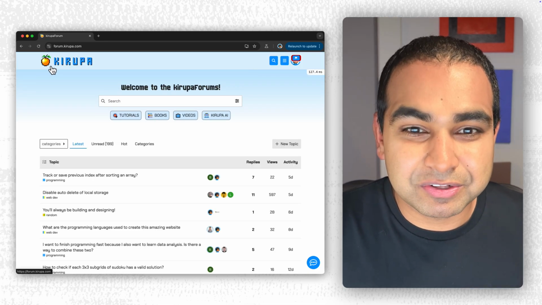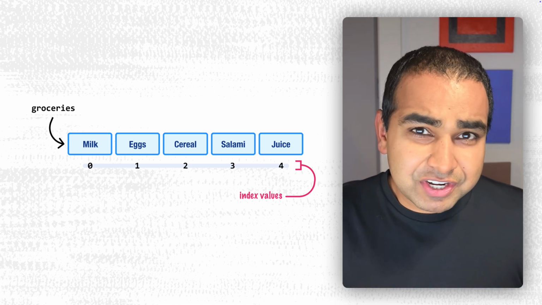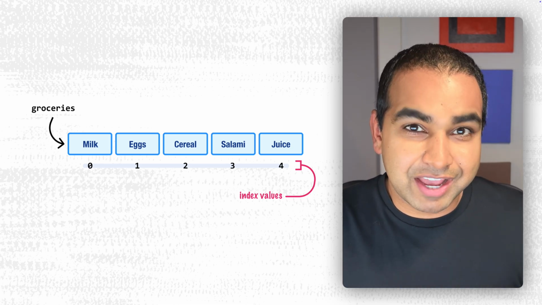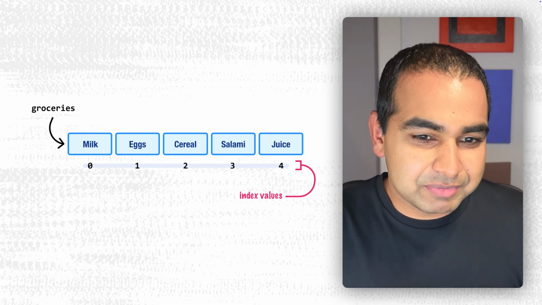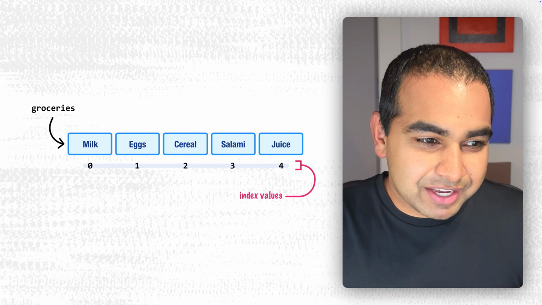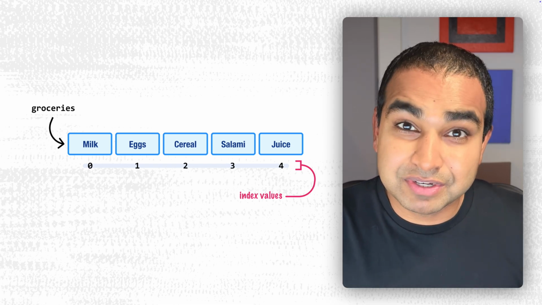Now let's talk about our topic of today, which is two-dimensional arrays. When we think of arrays in JavaScript, we think of a very linear data structure, something like this. Here I have an array called groceries, and I'm storing a list of items: milk, eggs, cereal, salami, juice. And the way I would access each of these items is by passing in an index position. So I have a single collection of data that I'm dealing with.